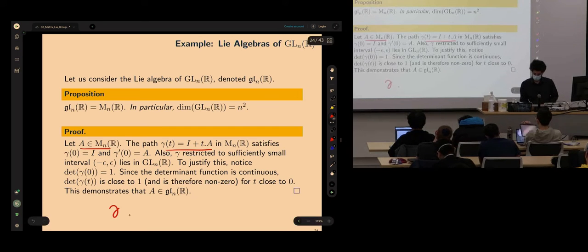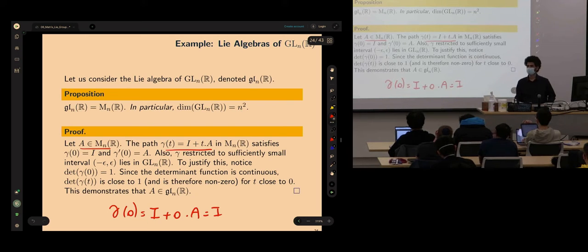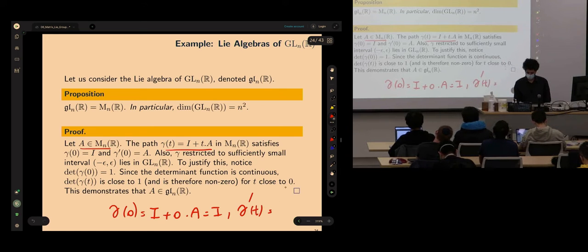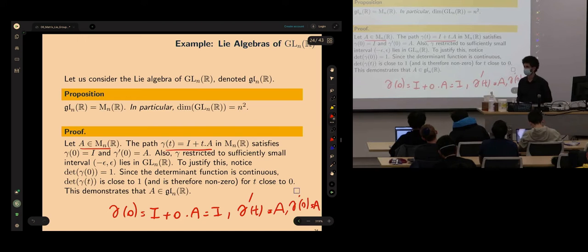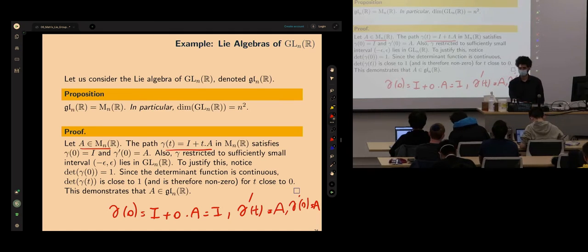Now, clearly, this path goes through the identity, which is what we want. When we talk about Lie algebra, all the paths that we talk about should go through the identity. The derivative of gamma is basically A, and when you evaluate it at 0, it's A. The derivative is with respect to t, which is easy to take. T is just a scalar parameter, like time.